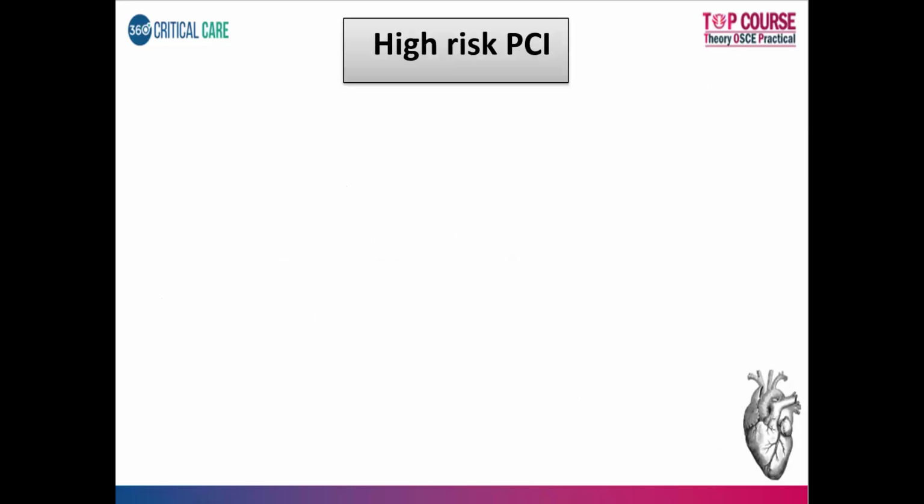So I mentioned that IABP is used in high-risk PCI. So which candidates are classified as high-risk PCI? Guys, you need to answer.